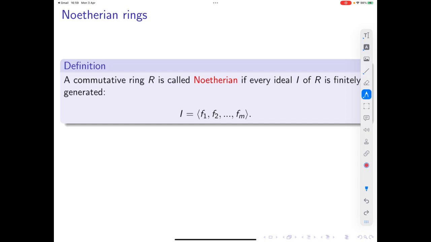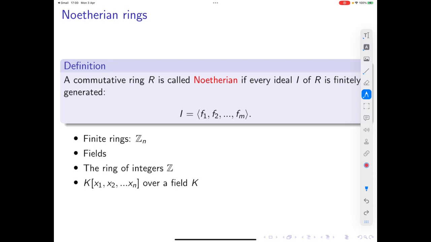So first we recall Noetherian rings. A commutative ring R is called Noetherian if every ideal of R is finitely generated, which means that there exist finitely many elements f1, f2, up to fm in the ring R such that they generate the ideal I.